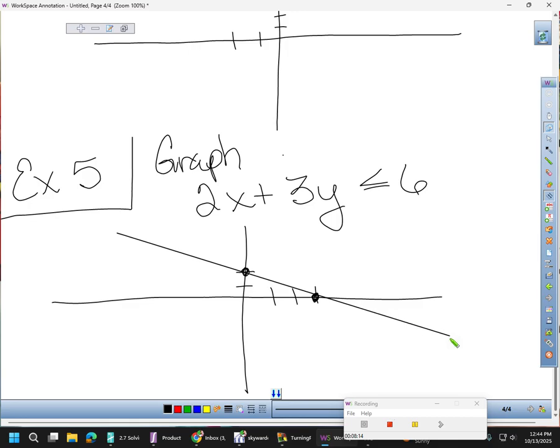Now we've got to decide where it shades. So here's the only trick when using it with the standard form and doing the cover-up method. If y is positive, then you follow the sign. If y is negative, the sign would have flipped if we got y by itself, right? So we are going to shade below on this one.